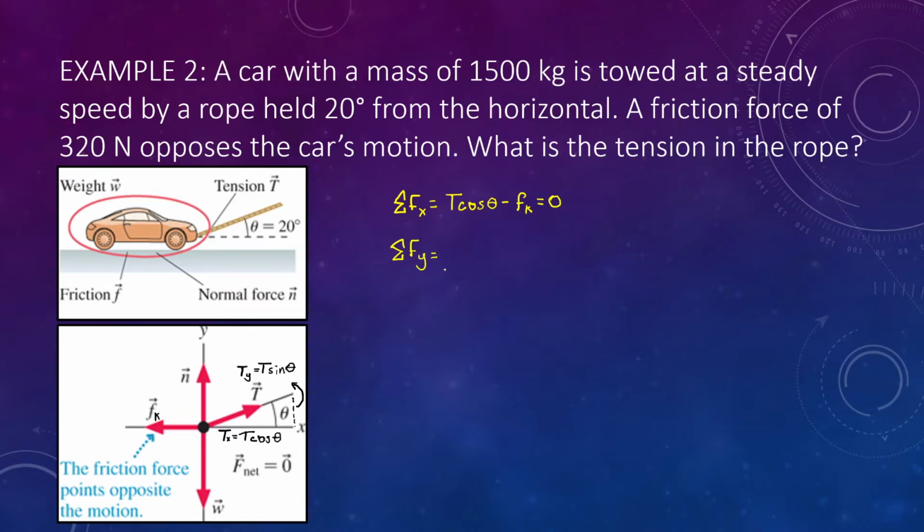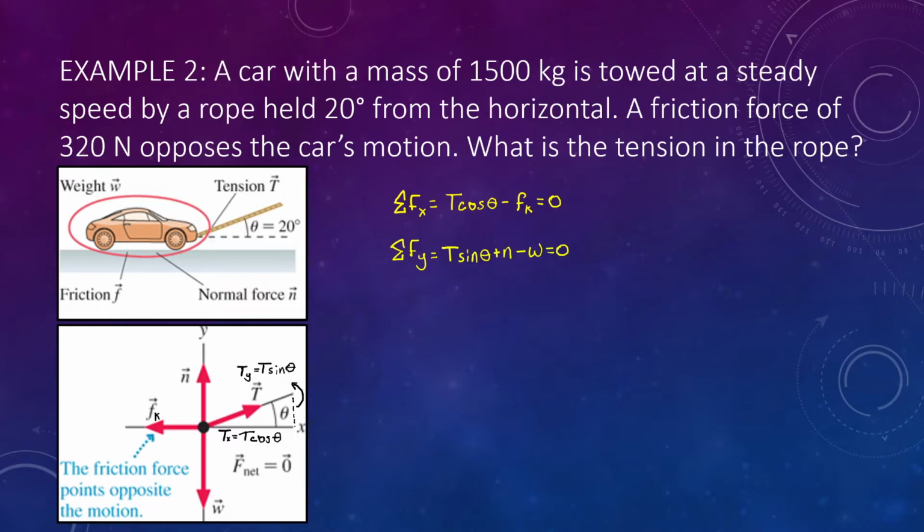In the y direction, vertically, there's actually 3 forces that are acting. We have the vertical component of the tension, the normal force also pointing upward, and then the weight pointing downward. So we have a positive T sine theta for the tension that points upward, plus that positive normal force because it's also pointing upward, and then minus a weight because it's pointing downward. All of that is equal to 0. So here is the setup for our problem.